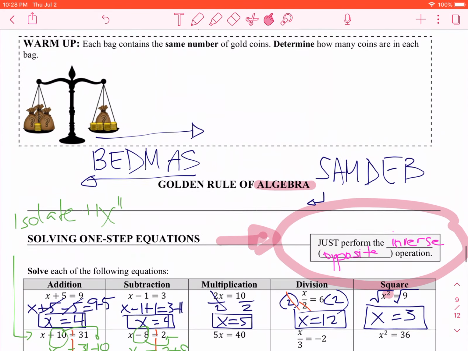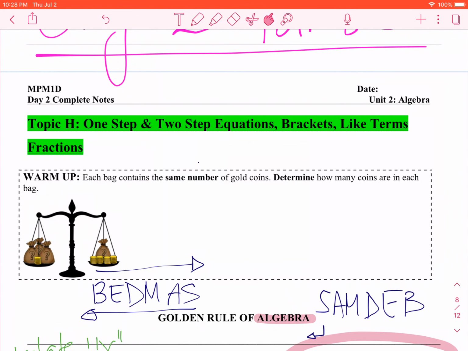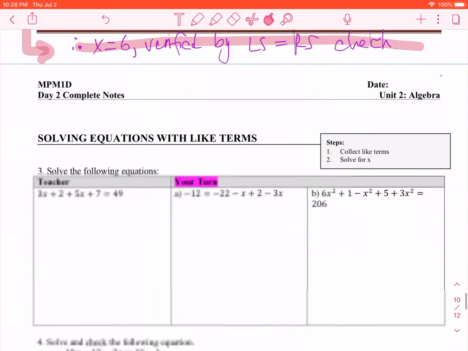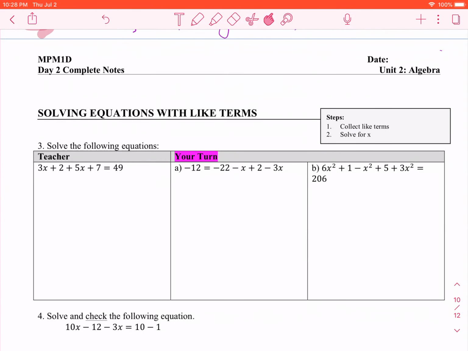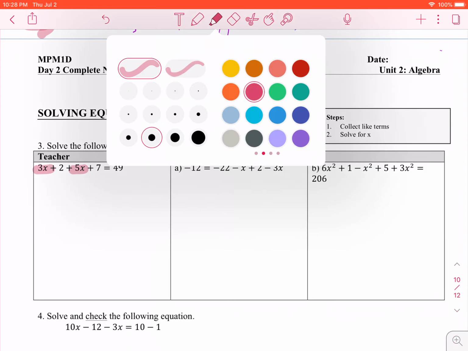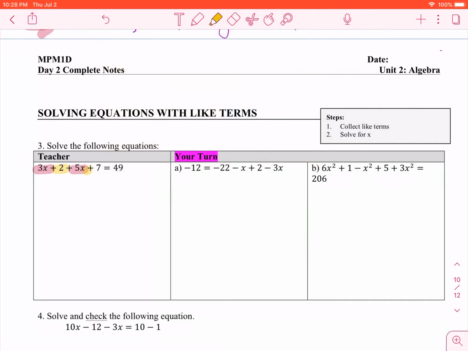Okay, so just going back up here to the top. There's like terms and fractions that we also need to discuss. Okay, so with like terms, sometimes you got to do a little extra work in first collecting your like terms like we did in the earlier video. I'm just going to use a highlighter just to group everything nicely. You're welcome to do this at home.